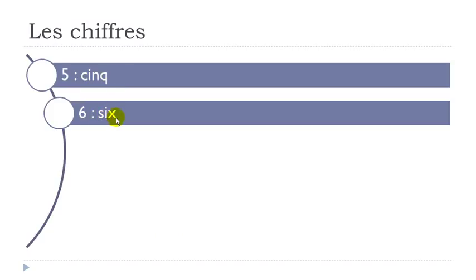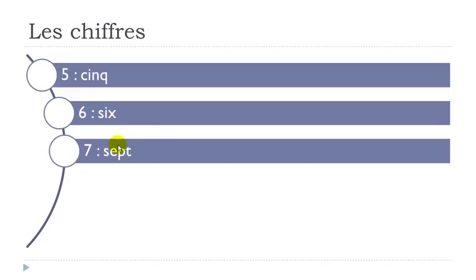And be careful here, because even if it's ending with this X, well, you'll have to pronounce it like S, okay? So you get the six pronunciation, six, six, okay? So it's not six, it's six, all right?